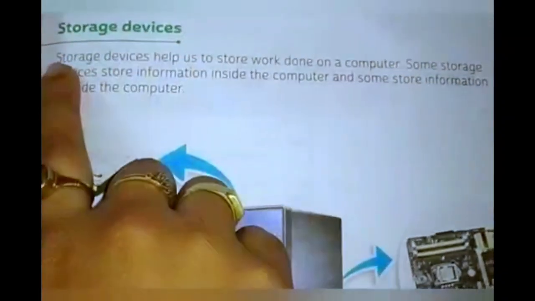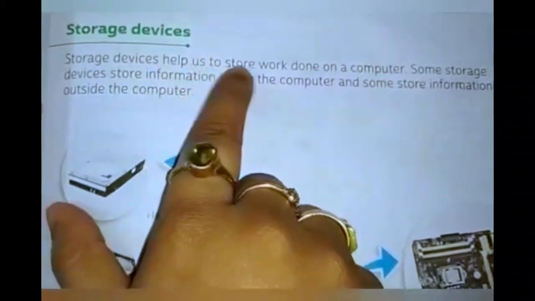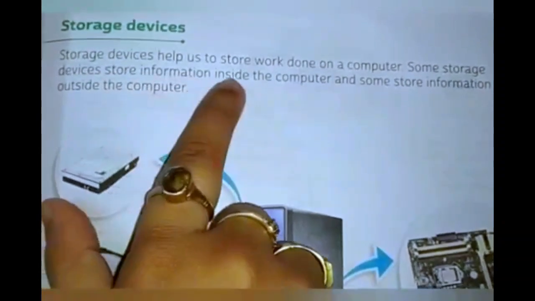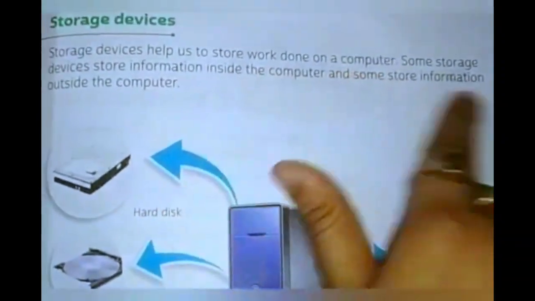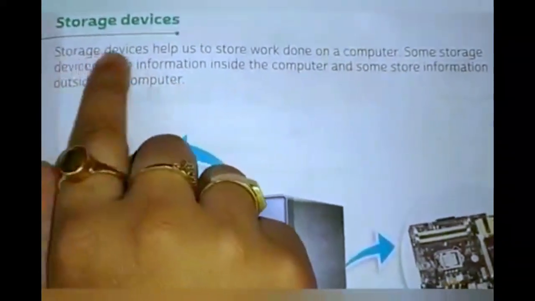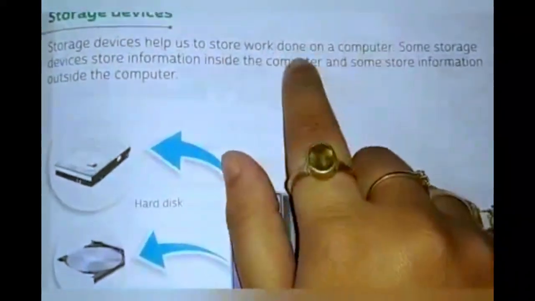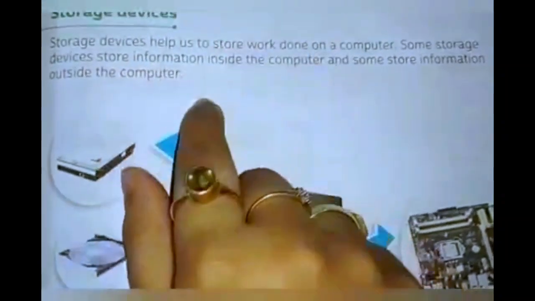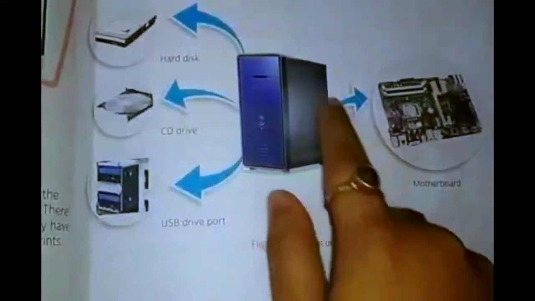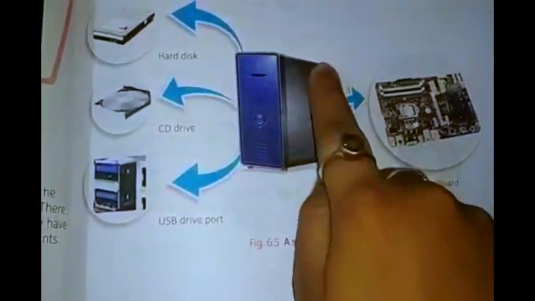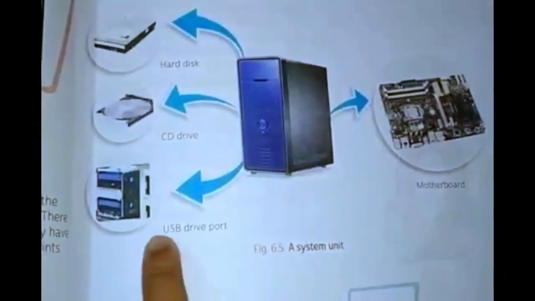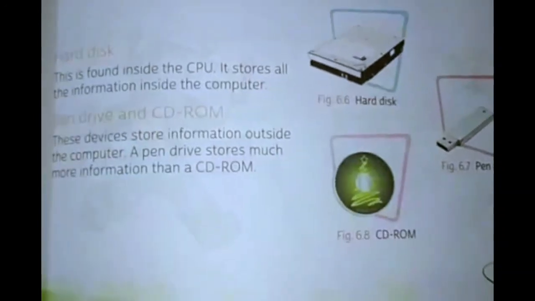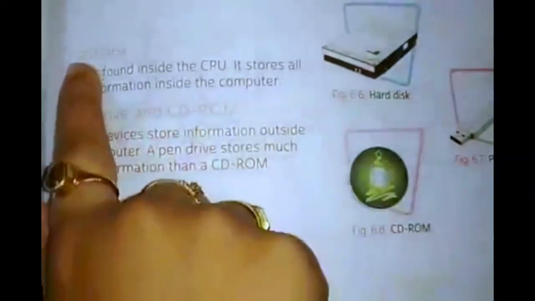Storage devices. Storage devices help us to store work done on a computer. Some storage devices store information inside the computer and some store information outside the computer. And this is a system unit which has the hard disk, CD drive, USB drive port, and motherboard, which we have learned earlier. So next is the hard disk.